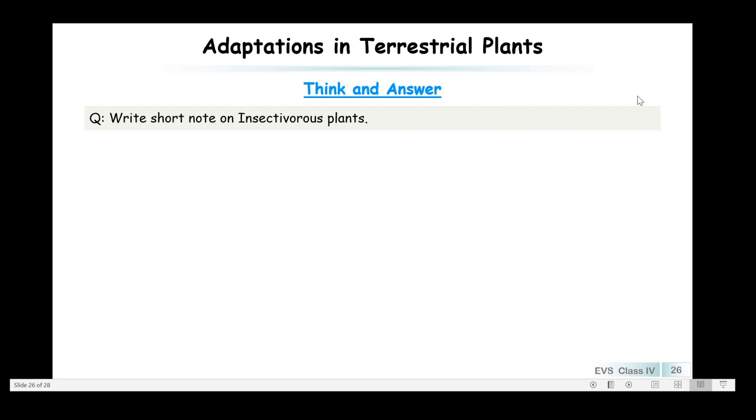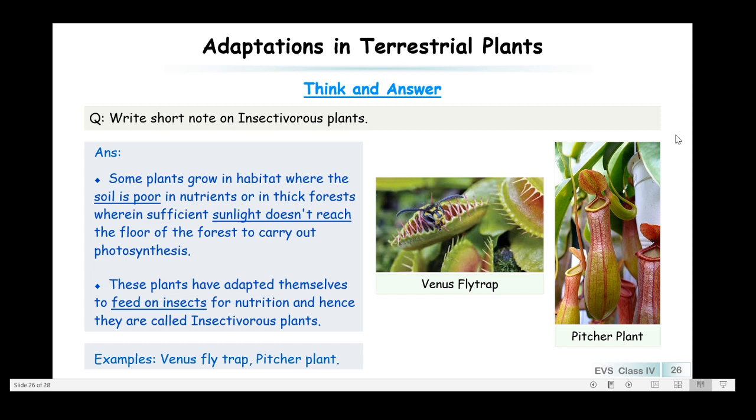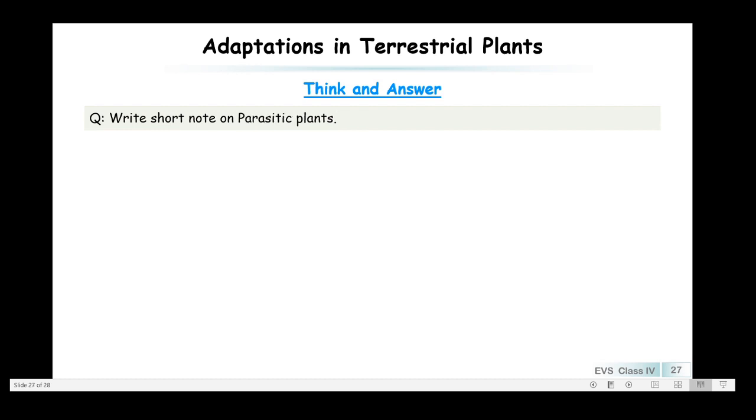Then another question is short note on insectivorous plants. So we know that they grow in places where soil is poor in nutrients and sunlight does not reach the floor, so they cannot photosynthesize. So they feed on insects, and examples are Venus flytrap and pitcher plant.